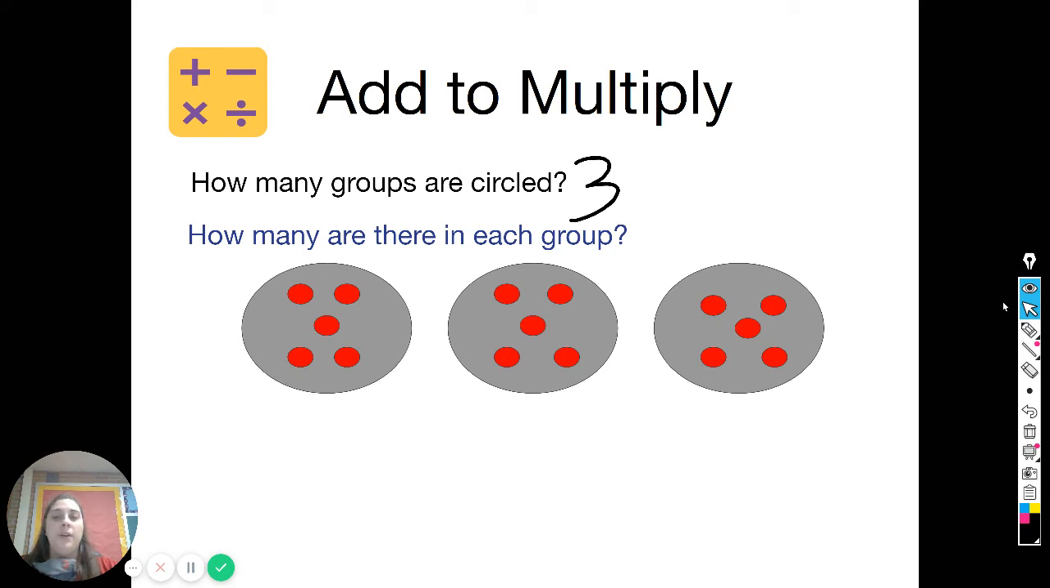How many are there in each group? Okay, so looking at how many dots are in each group. And if we have equal groups, we only need to count one of the groups because we know all the groups will have the same amount of dots. So go ahead. How many are there in each group? So how many in just one group? Not all together, in just one group, how many are there? Go ahead and write that on your whiteboard.